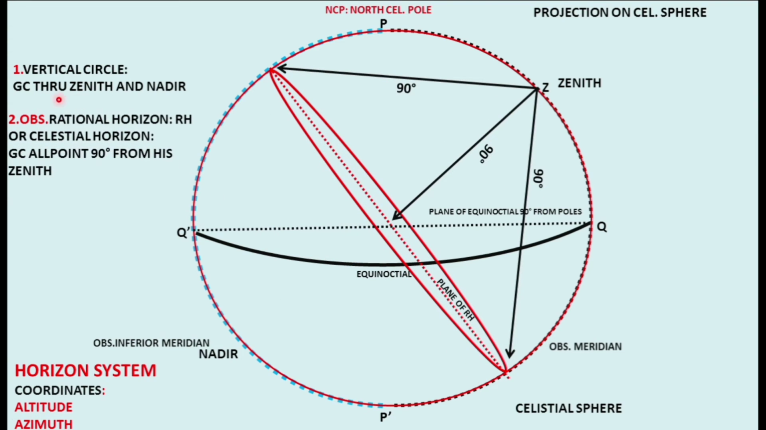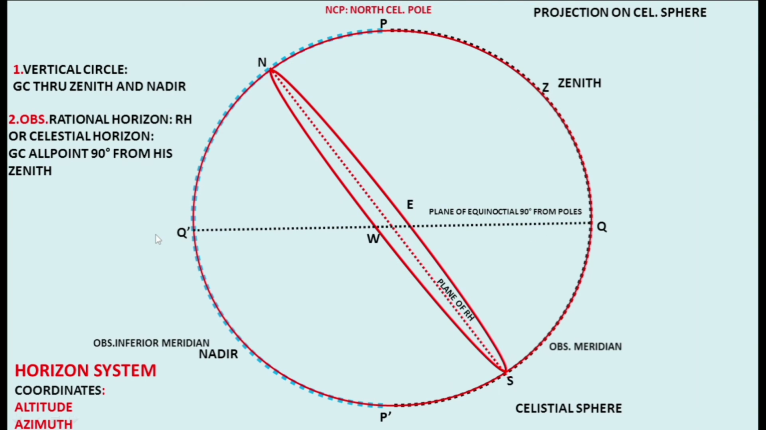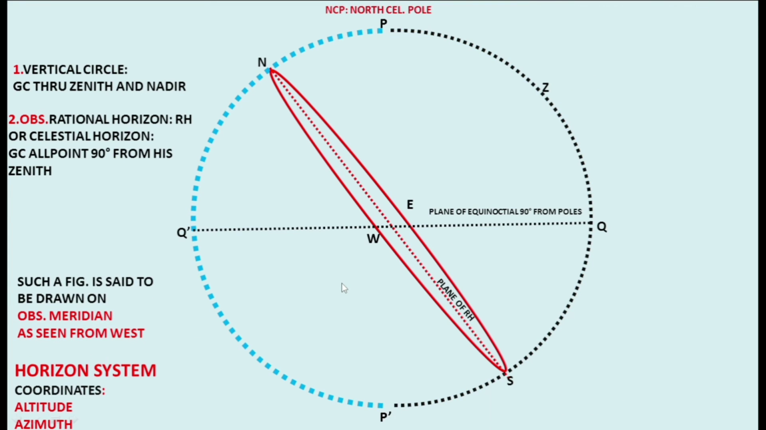The second thing we talk about is the rational horizon. Rational horizon is a great circle. All points are 90 degrees from the zenith. The point closest to the north pole is the north of the rational horizon, south is closer to the south pole, and then going clockwise from north: east, south, west. So this is a diagram as seen from the west side. You're viewing it from the west, and this type of figure that we'll be drawing is said to be drawn on the observer's meridian.